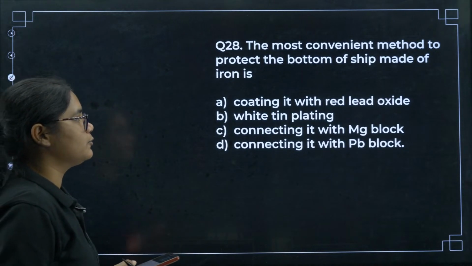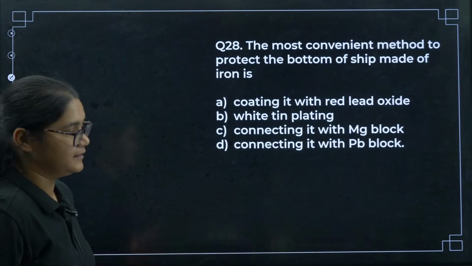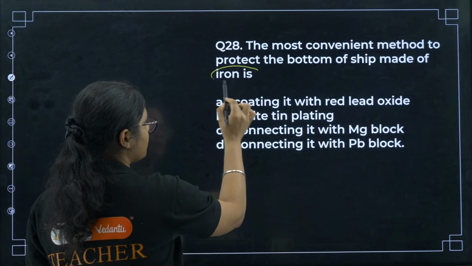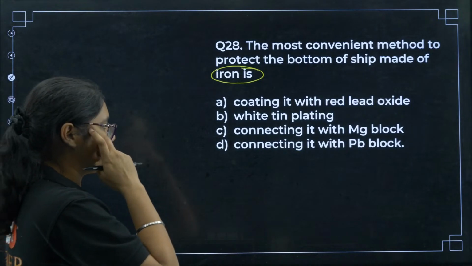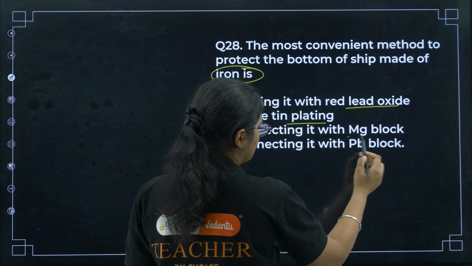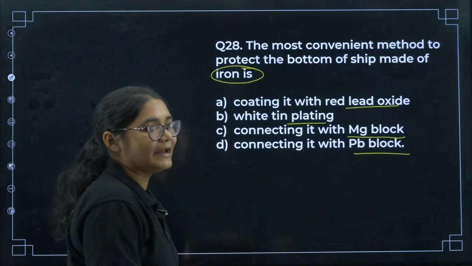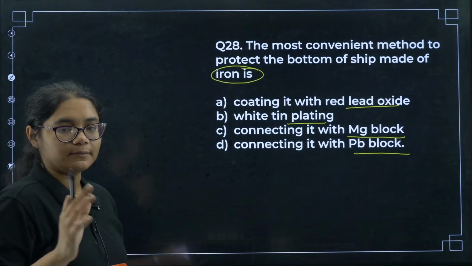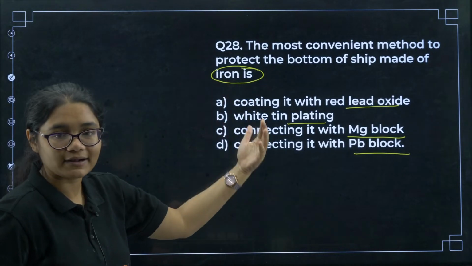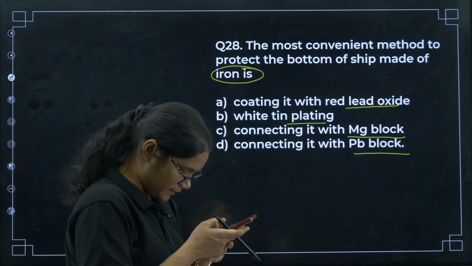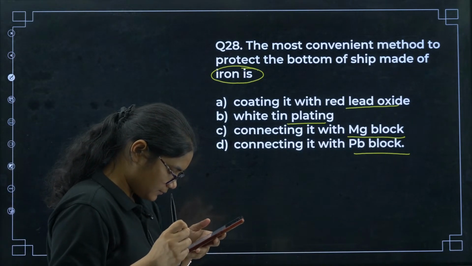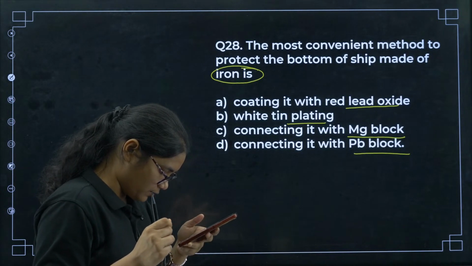Next question. The most convenient method to protect the bottom of the ship made of iron is. This is also related to rusting. The bottom of the ship is made of iron. How can you protect it? Coating it with lead oxide, tin plating, connecting it with magnesium block, or connecting it with lead block. Think properly. You have to find one metal which is more reactive than iron. Let me see who is giving the correct answer. No, IDK, it is wrong. Those who are saying B, it is wrong.